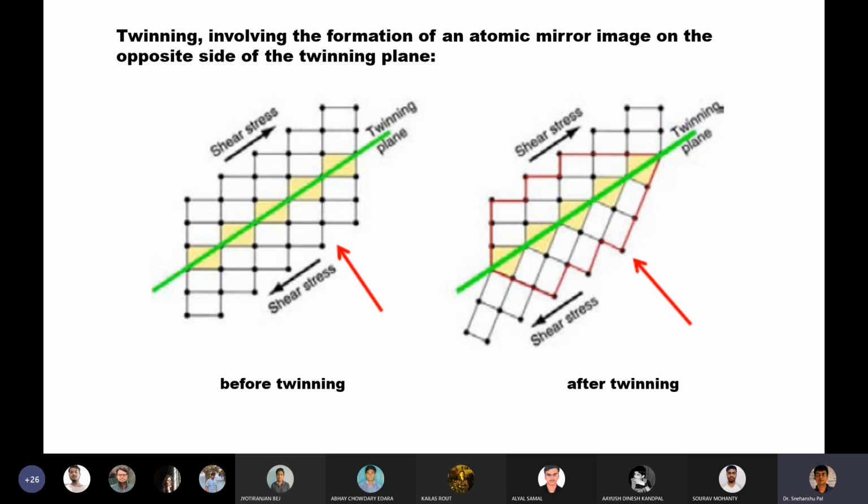If you look at the picture, before twinning and after twinning, the concept of the definition of twinning and what features twinning should exhibit, you can understand very easily. The green line is actually the twinning plane. You can call it the compositional plane or the mirror plane.